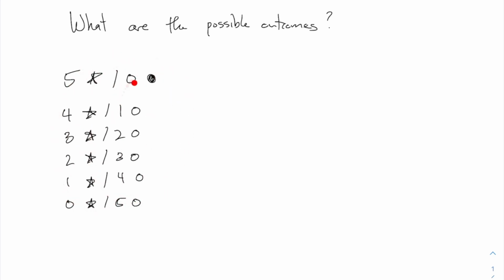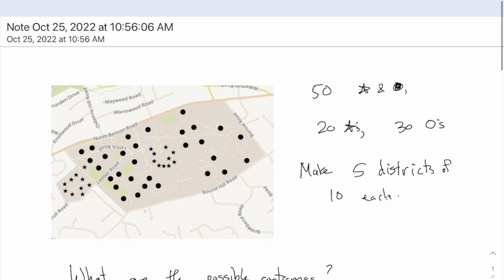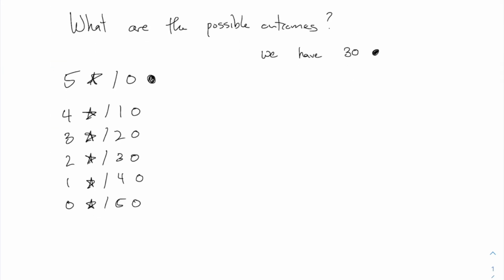But some of these are actually impossible, based on the numbers of voters that are in there. So you have to decide for yourself which out of these are actually possible and which are impossible. And I will just remind you, I already said this, but we have 30 circles and 20 stars, right? And each district has 10 voters. I hope you remember from last time.